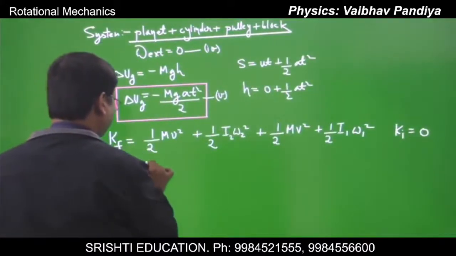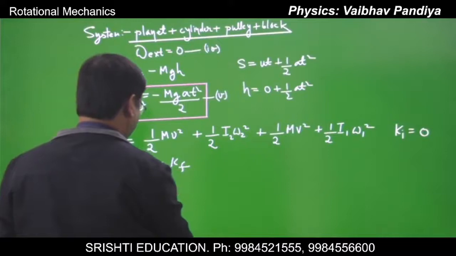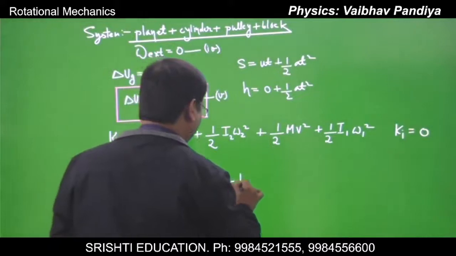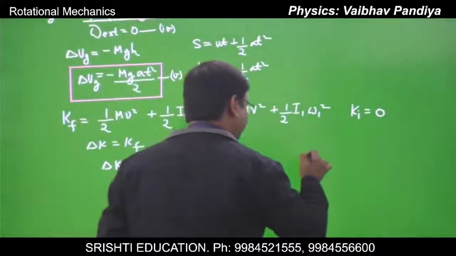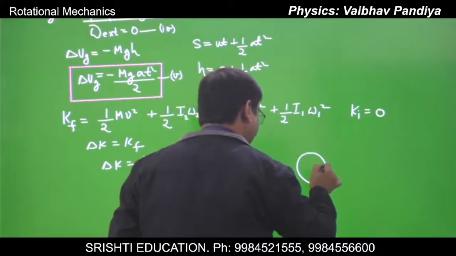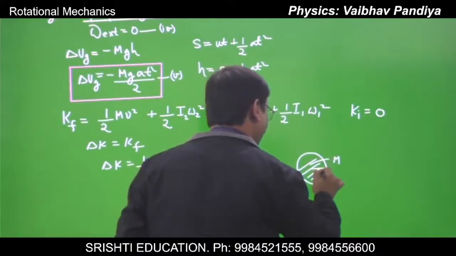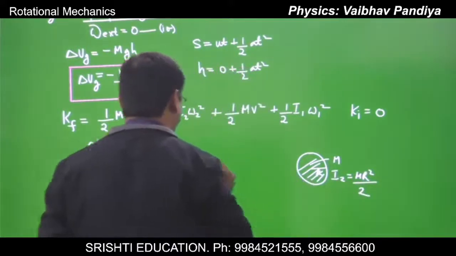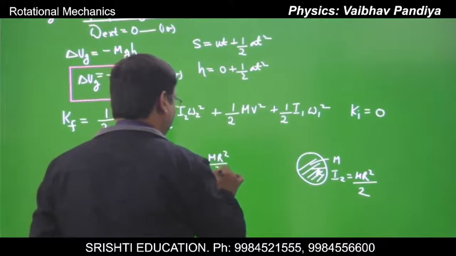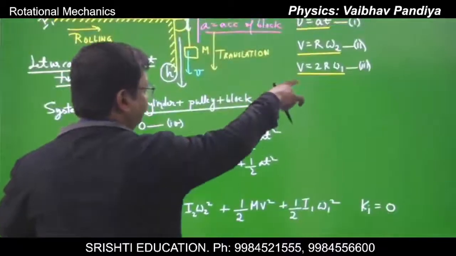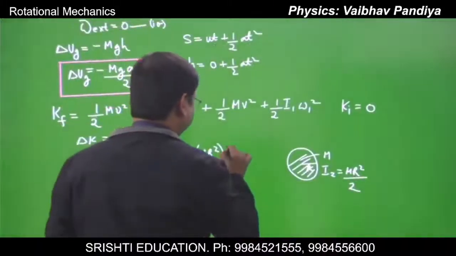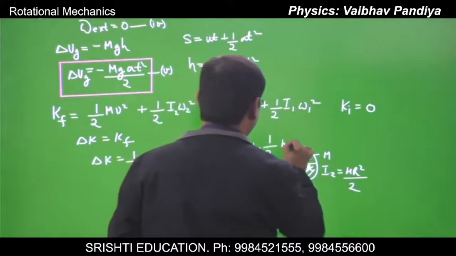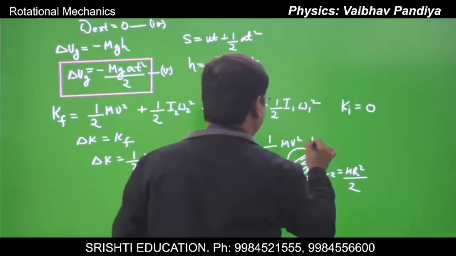So delta K will simply be what? The final kinetic energy. So it will come to be half m v square plus half, what is the moment of inertia of the pulley? So the pulley has to be taken as a disk of mass m and radius r. So it will have a moment of inertia about the central axis as mr square by 2. And what is your omega 2? You can use equation number 2, v by r.